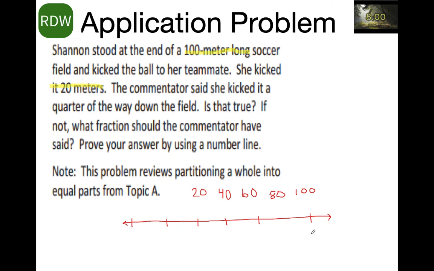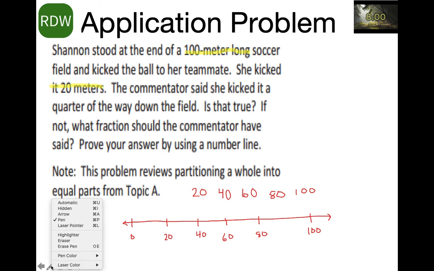And so if we start here or the end at 100, you know, that's the end, right? And this one is 80, this one is 60, 40, this one's 20. So we know that the beginning is 0. So from 0 to 100, how many equal parts did we have? We have 1, 2, 3, 4, 5.